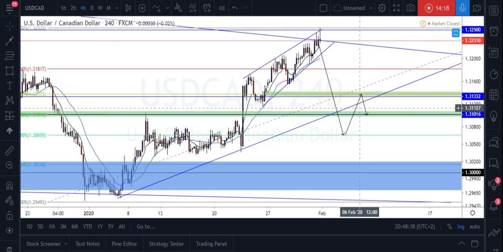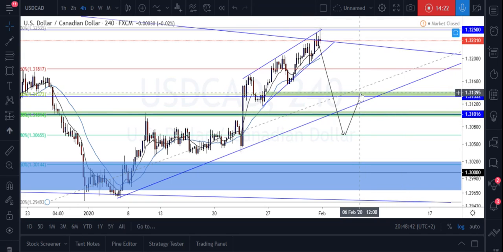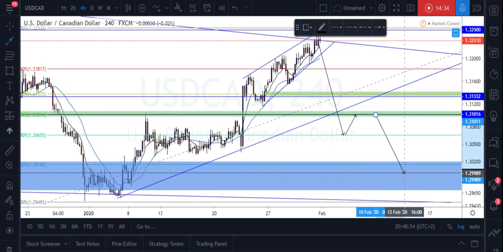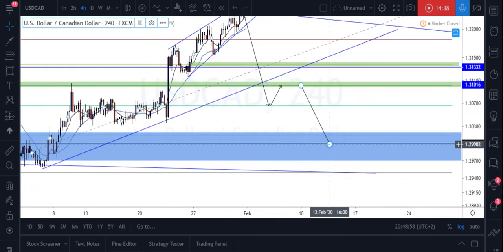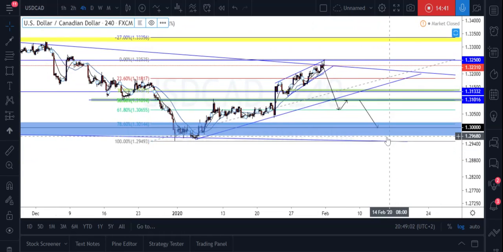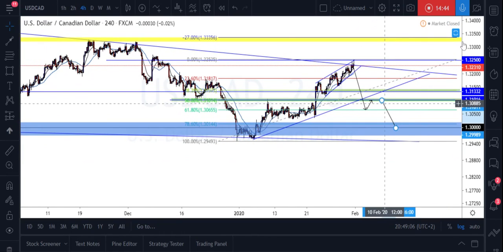But if price does not give us the rejections which I expect, we will then see price rejecting the 1.3100 level multiple times, even spiking to the tops over here, and then we'll look for short positions to go down to 1.3000. If price does manage to break 1.3000, we can assume that USD is done with the uptrend and will now start trading much lower.